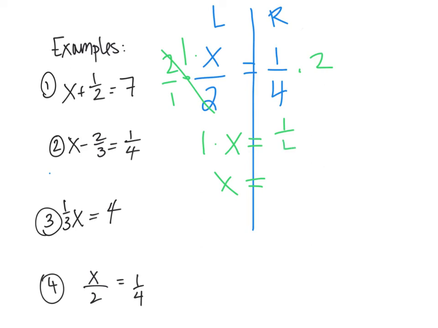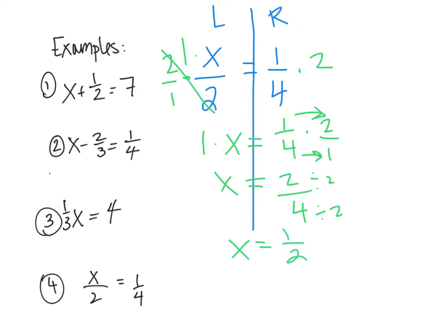On this side, I have 1/4 times 2. I can put 2 over 1 to make it a fraction, and then I'm just multiplying straight across numerator and denominator. 1 times 2 is 2. 4 times 1 is 4. And then I can simplify to dividing both by 2 to get 1/2.